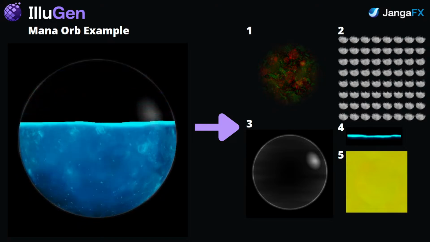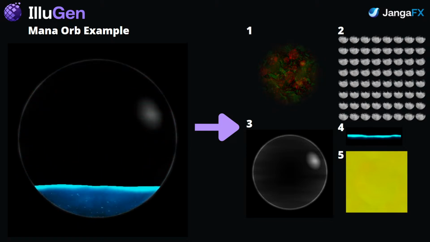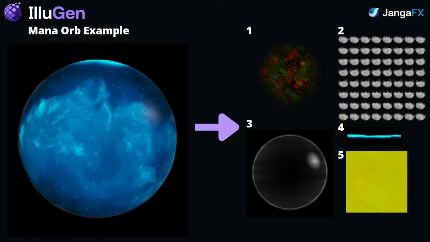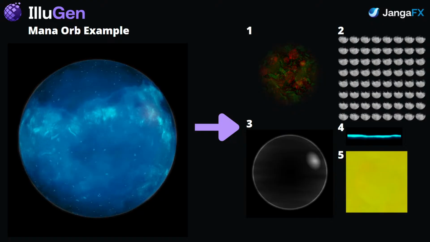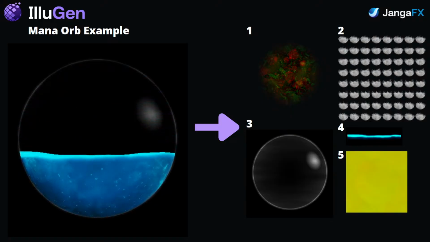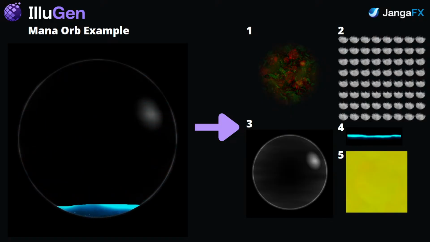So basically, this right here is a mana orb example. On the left is what was made in illuGen. And I posted this on my Twitter, my LinkedIn, and people were like, it looks like a shader graph. Why would I use this instead of Unreal? Because illuGen actually generates the assets.